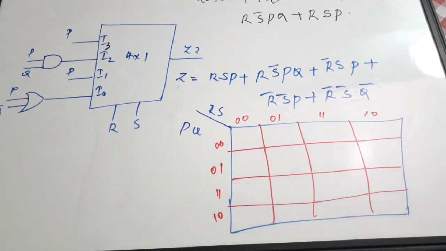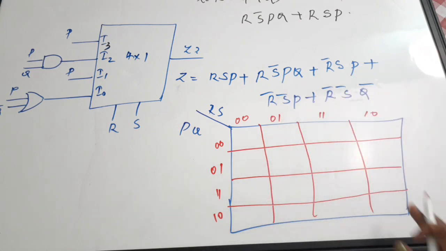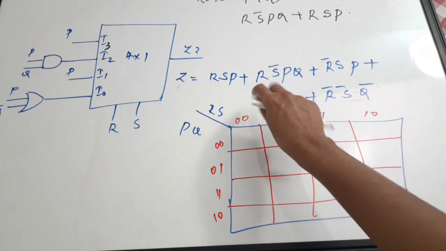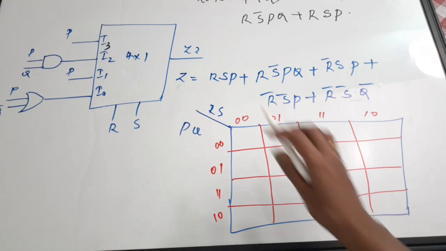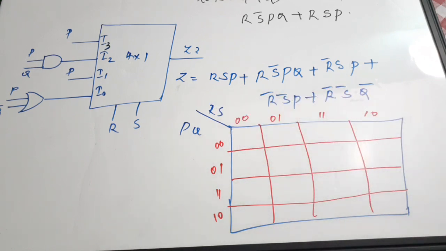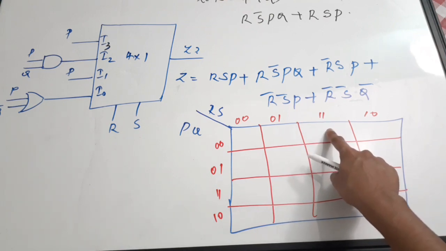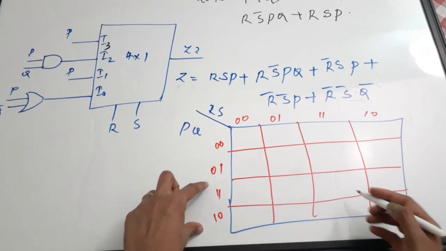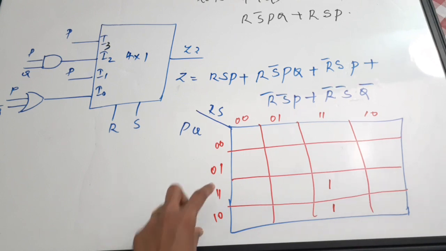Now I'm going to put these, that is, I'm going to put ones for all these terms. Wherever these terms are coming, for example, for this combination, what term is coming, there I'm going to put a 1. Okay. So for RSP, RSP means your R and S is 1. So this is R and S, and P is 1 here. So for these 2 columns, you have 1. Okay. So that's what I'm saying in the previous question also.